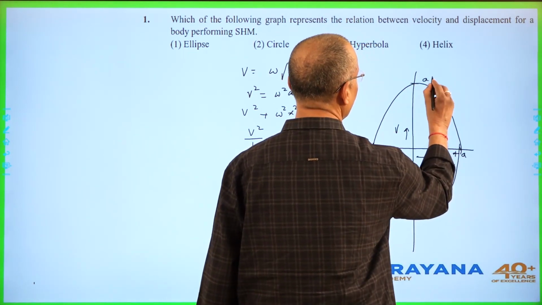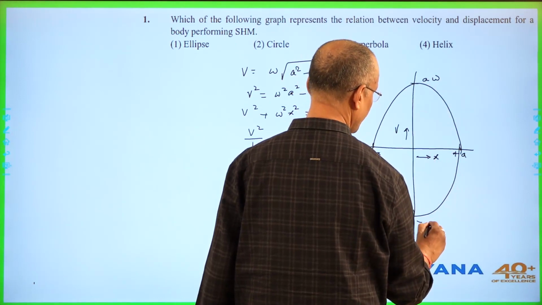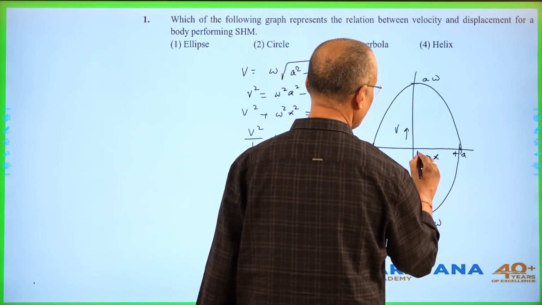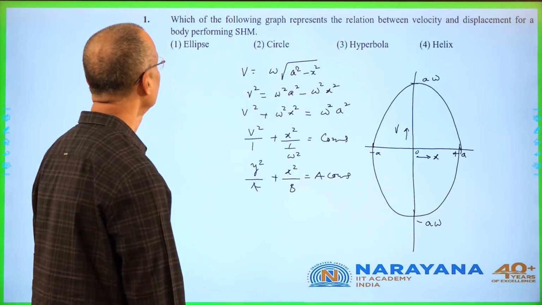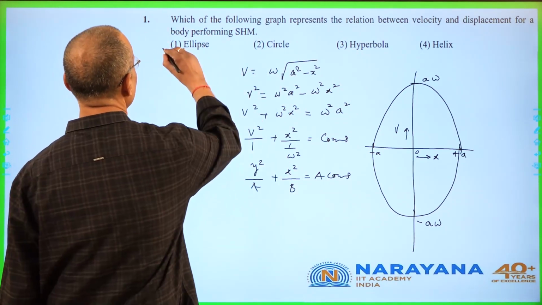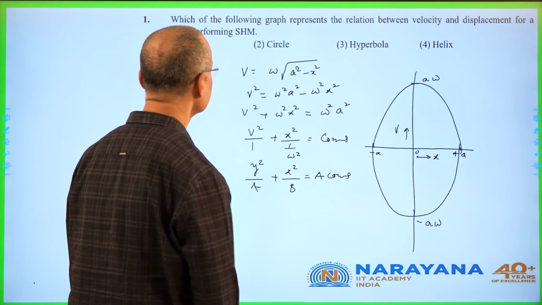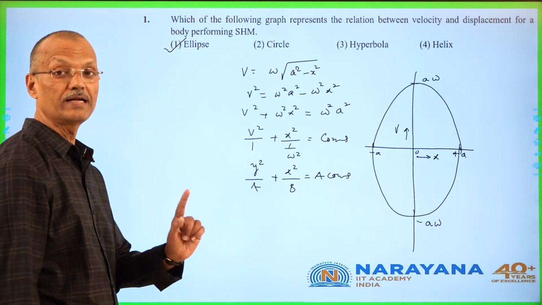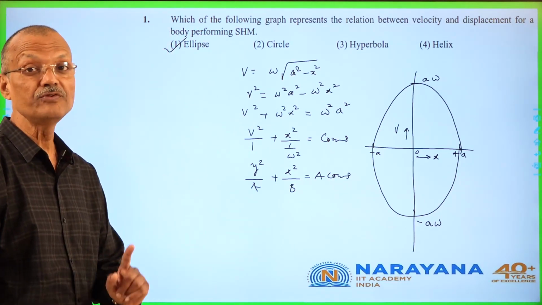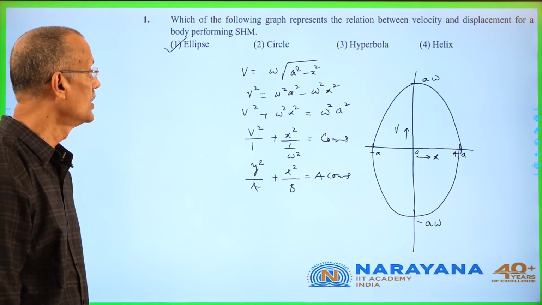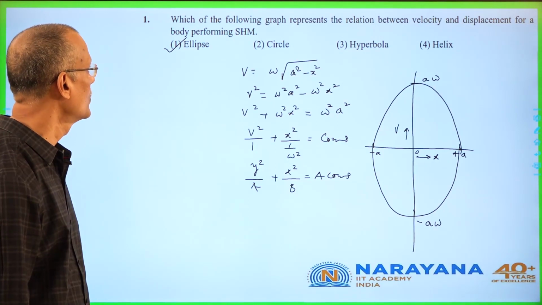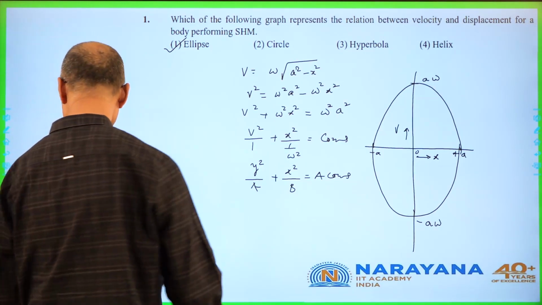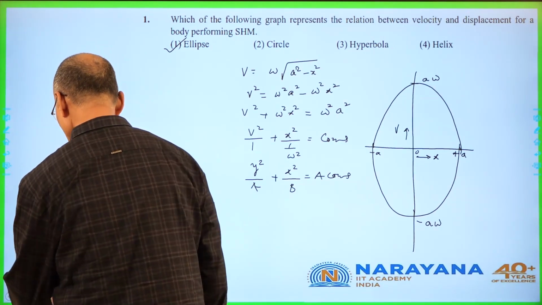Here it is a omega, here we will be taking minus a omega, this is 0. Check which answer is right. Ellipse. Only one graph we are finding in physics, mainly in first year, where the nature is ellipsoidal. So the answer is 1. Let us move to the second question now.